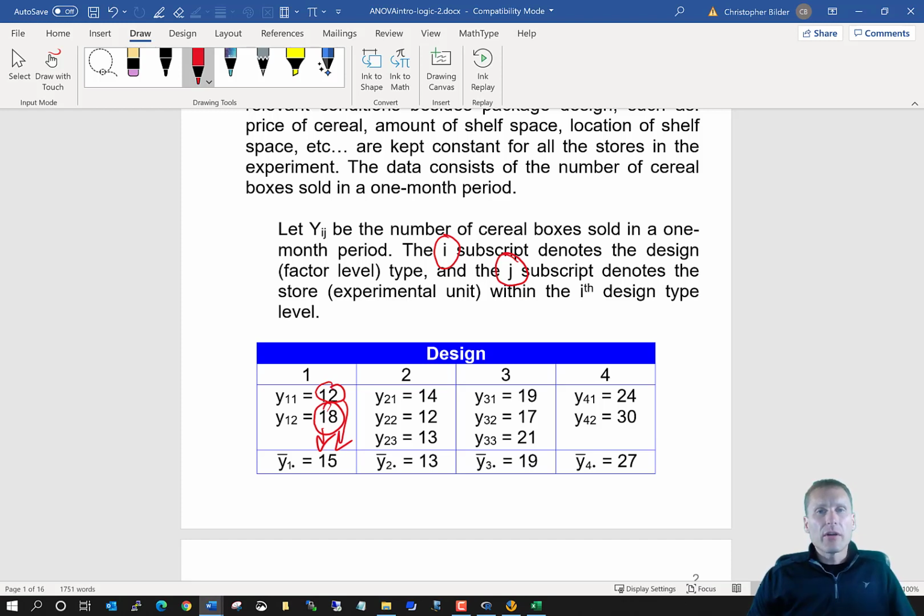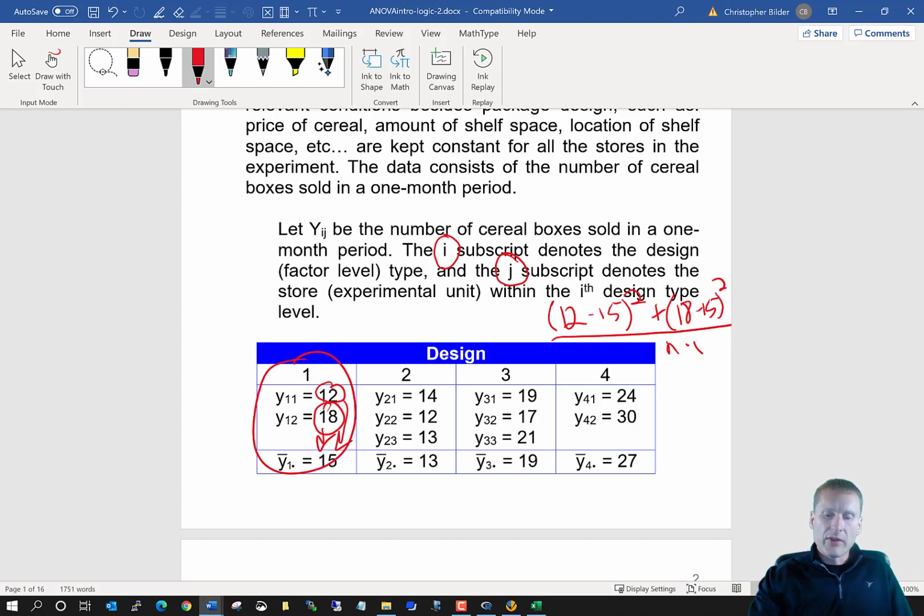And when we first started looking at a sample variance, how did we do that before? Well, we would do it like this. Take 12 minus 15, square it, plus 18 minus 15 squared, and then we would form an average value by dividing by n minus 1, which would be 2 minus 1 in this particular case. That's how we would do it. Well, we're going to now do that same concept here. We're going to do it for design 1, and then for design 2, we're going to compare 14 to 13, 12 to 13, and so on. Now get back to where we were.